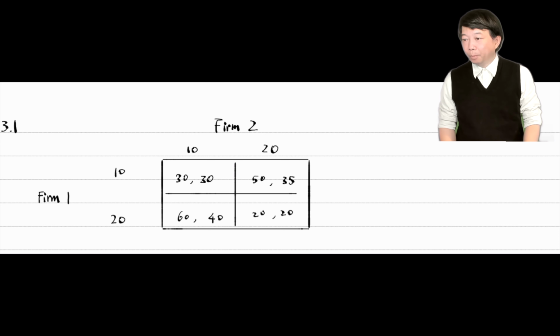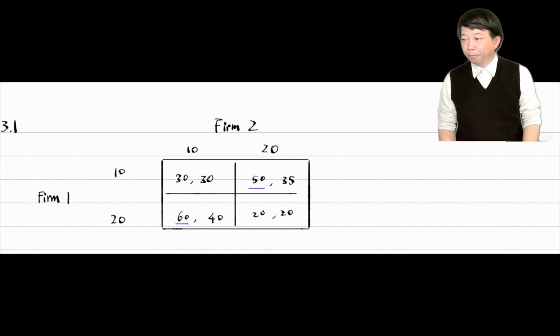We first find firm 1's best response. Given that firm 2 chooses 10, firm 1 gets 30 if it chooses 10, but 60 if it chooses 20. Firm 1's best response is to choose 20. We underline the profit 60. Given that firm 2 chooses 20, firm 1's best response is to choose 10 because it brings a higher profit. We underline the payoff 50.